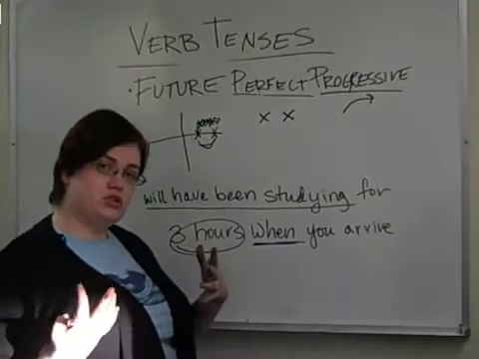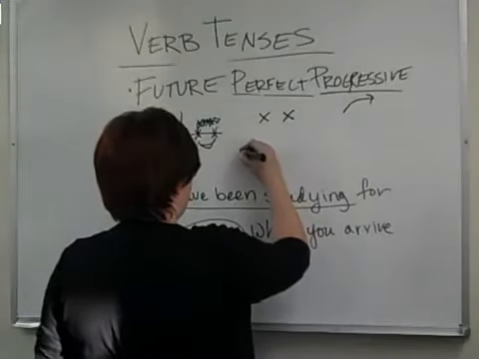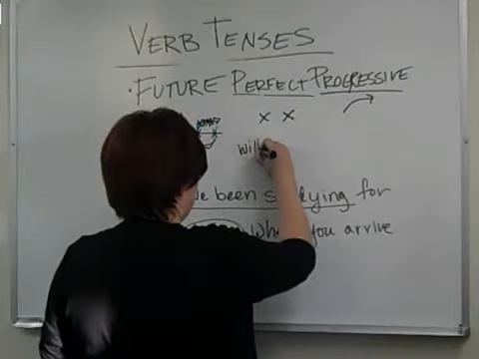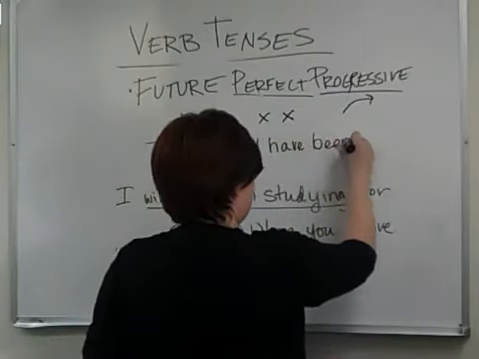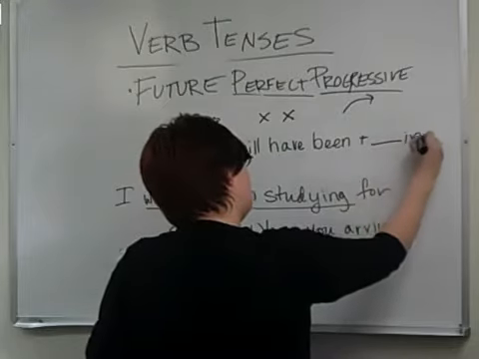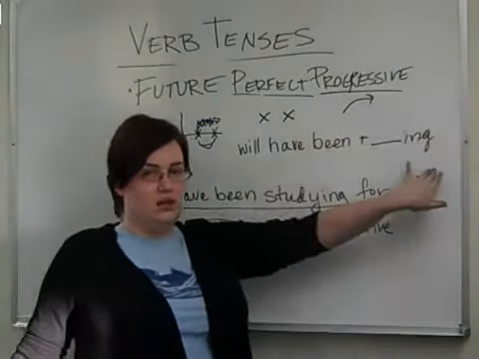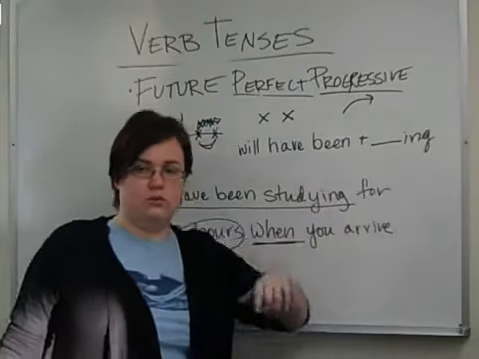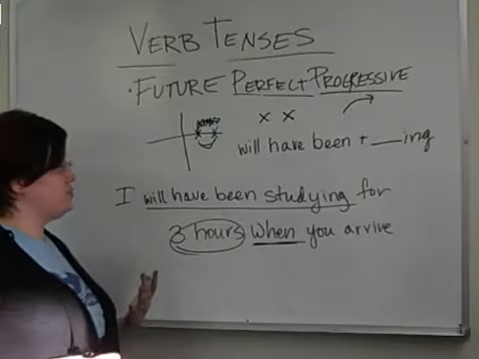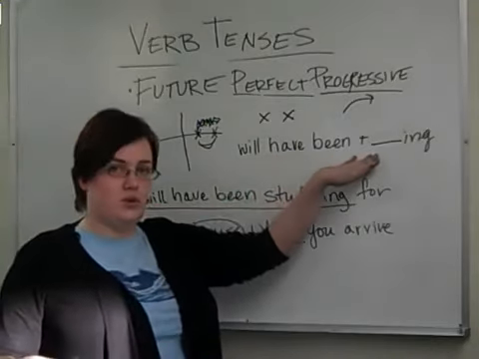So when you want to construct this, so you will have will have been blanking, right? We have "will have been" plus the -ing form of whatever verb it is that you want to use. So this is how you construct the future perfect progressive. If you see it, it's going to be in this form.